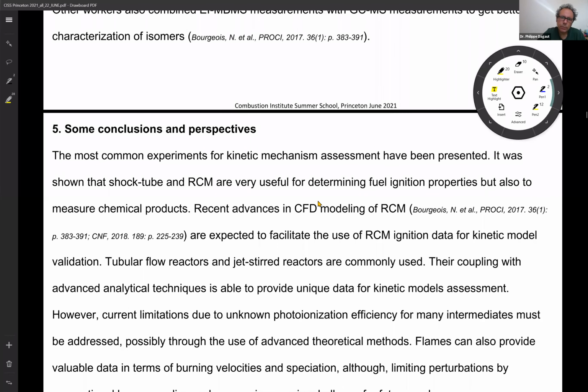Recent advances in CFD modeling for rapid compression machines are expected to facilitate the use of rapid compression machine ignition data in kinetic modeling validation. Tubular flow reactors and jet stirred reactors are commonly used. Coupled with advanced analytical techniques, they are able to provide unique data for kinetic model assessment. However, there are limitations due to unknown photoionization efficiency for many intermediates, and this must be addressed in the future, maybe through the use of more advanced theoretical methods.